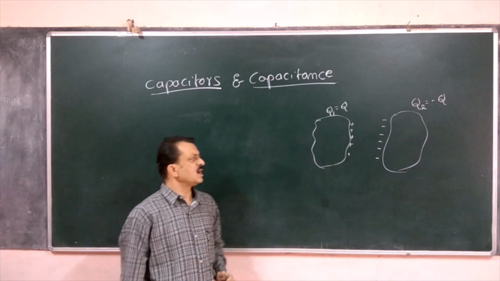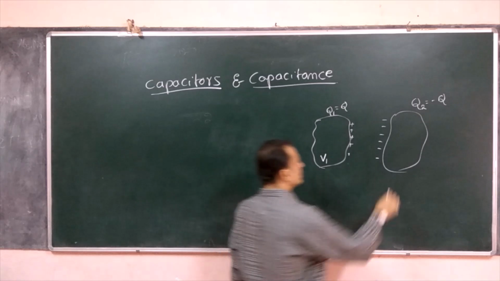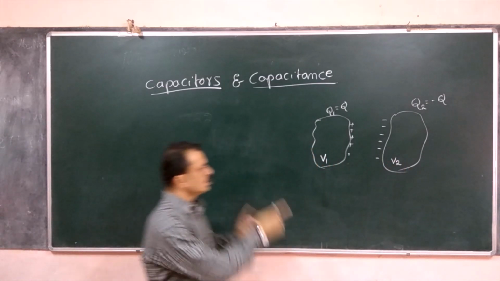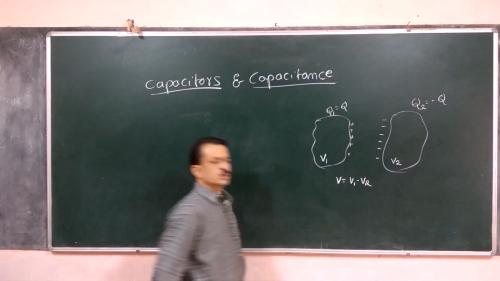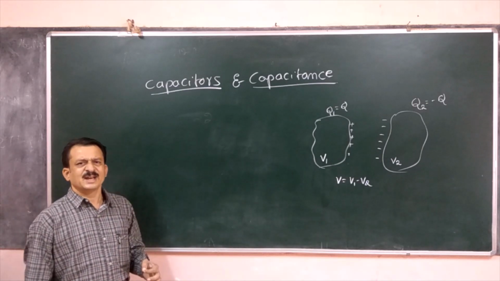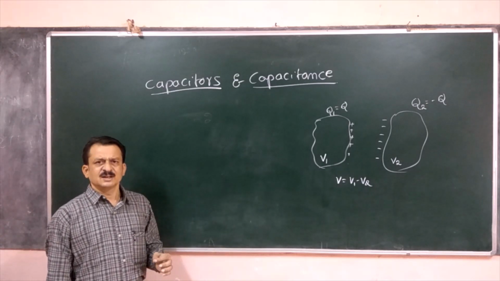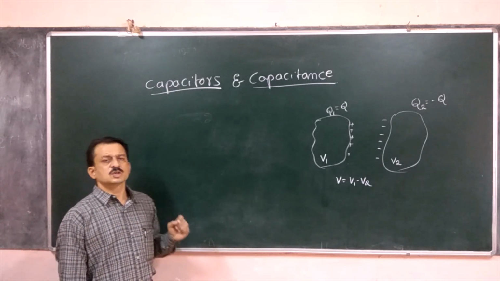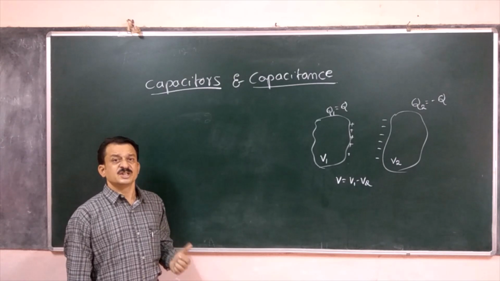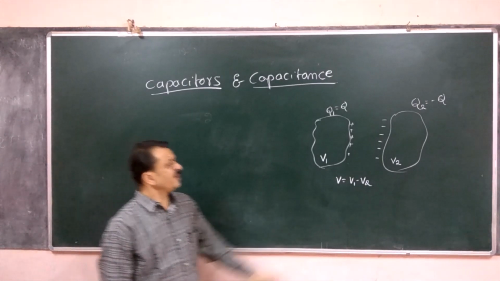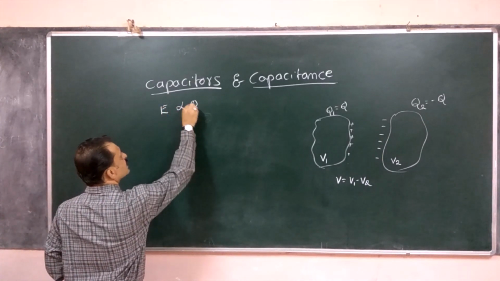Now the first conductor is maintained at a potential of V1 and the second conductor is maintained at a potential of V2. Therefore the potential difference between the two conductors is V equals V1 minus V2. Therefore a capacitor is a system of two conductors separated by a dielectric or an insulating medium, which stores electric charges and hence electrical energy. Now the electric field in the region here is directly proportional to the charge it is containing.